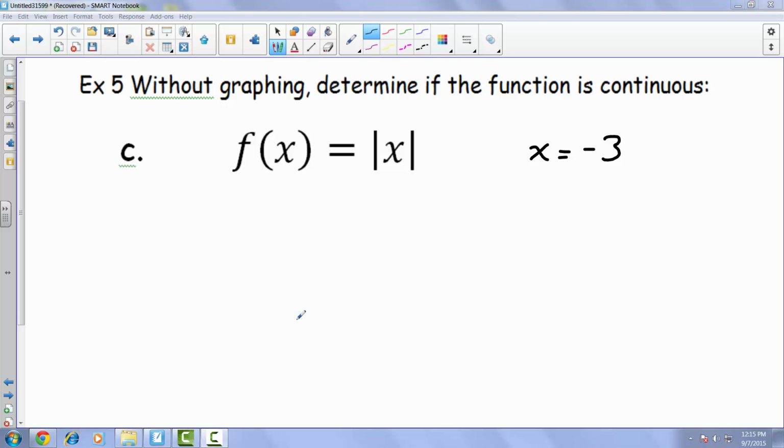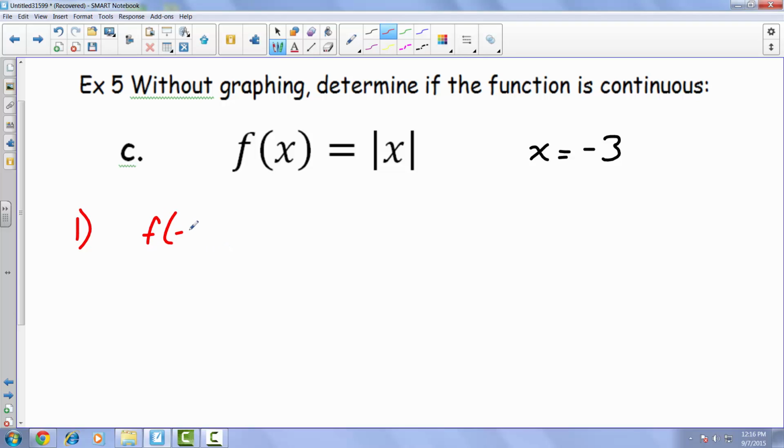Here we are at example 5c from our 1.4 set of notes. We're asked, without graphing, determine if this function is in fact continuous or not. And we see that this function is f of x is equal to the absolute value of x, and we're looking specifically where x is -3. So for our first criteria, let's go ahead and see if we can plug in that value and if it in fact exists.